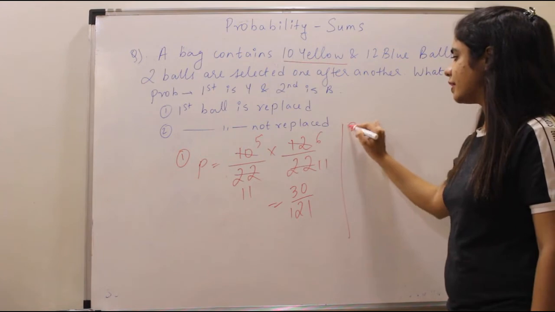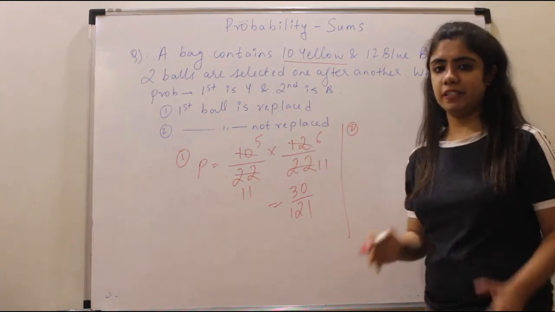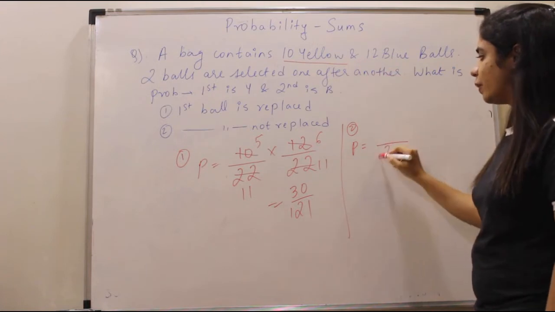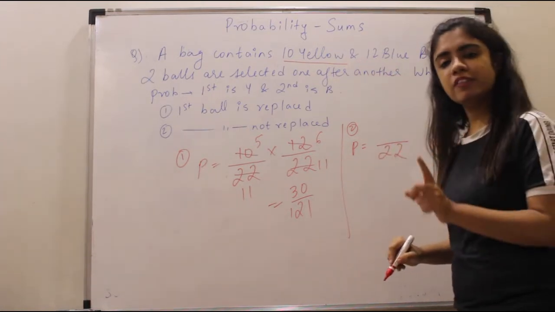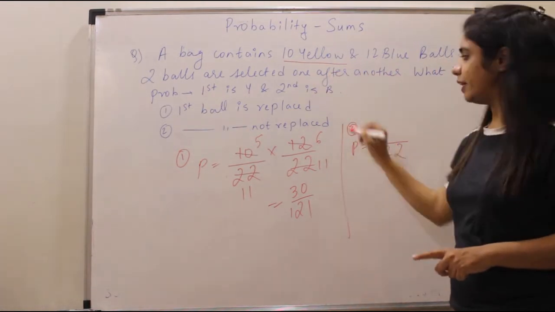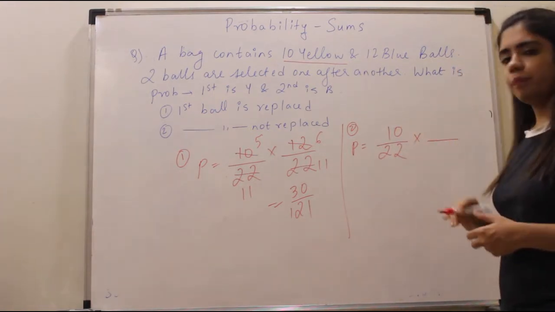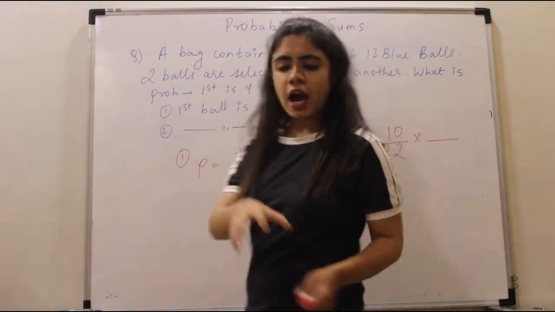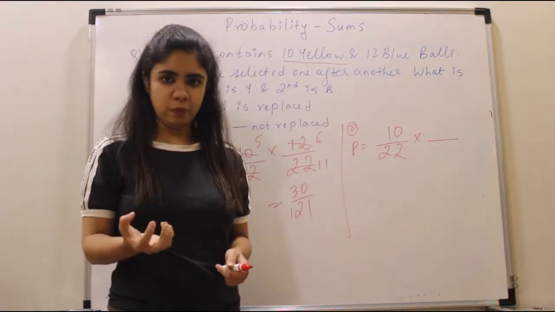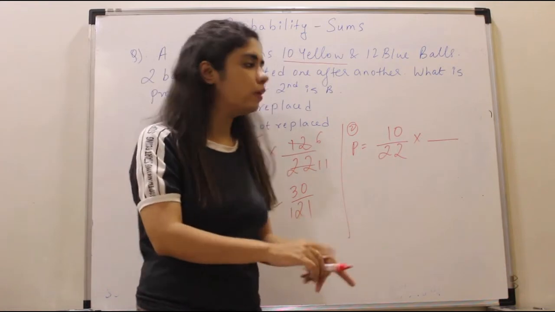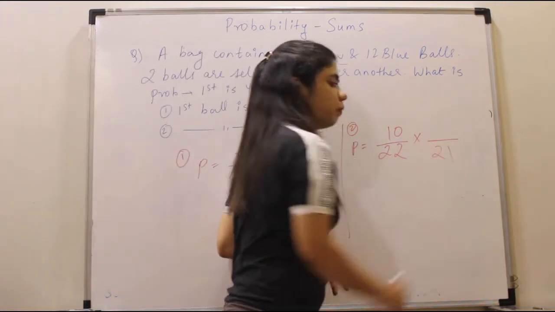Now the second question says the first ball is not replaced. Now understand, first we had 22 balls. We wanted the first ball to be a yellow ball. There were 10 yellow balls. Now, understand what happened. I picked up a ball. It was yellow. I threw it out. So how many balls are remaining in the bag now? There are 21 balls remaining.